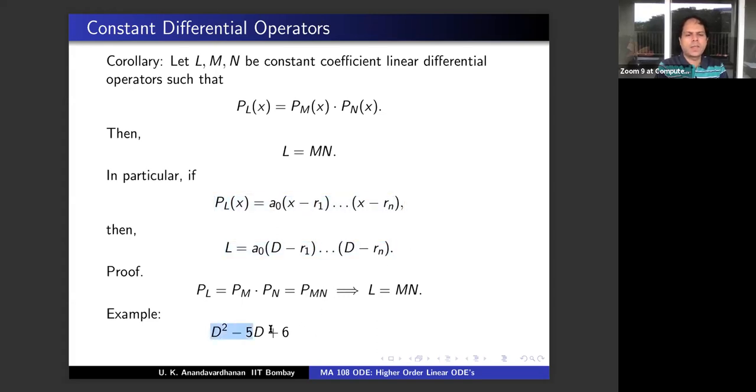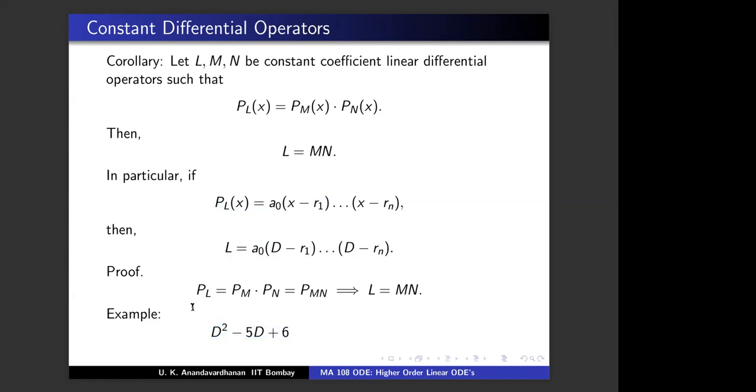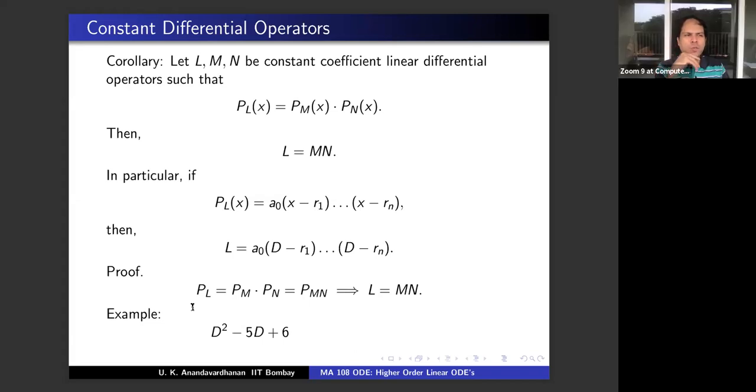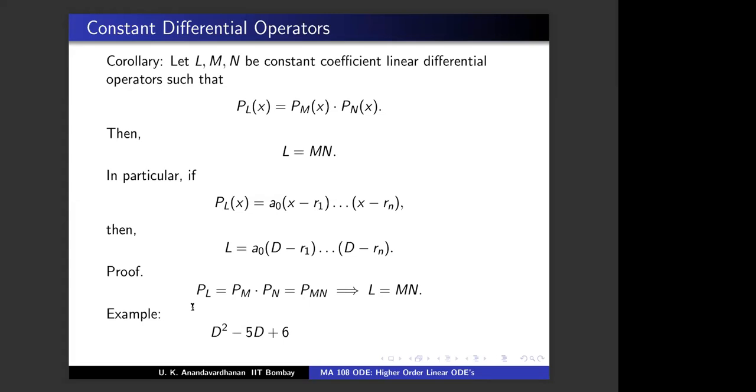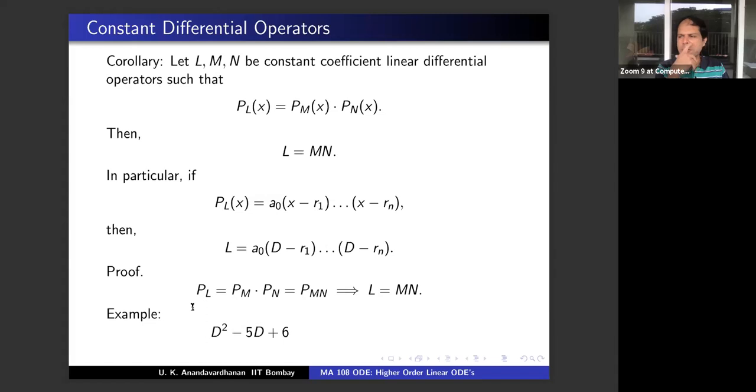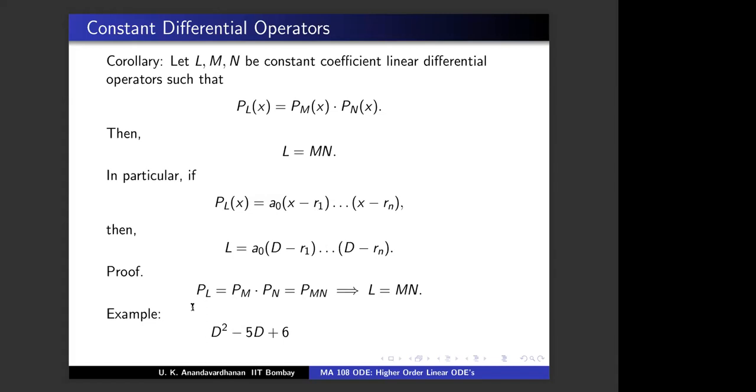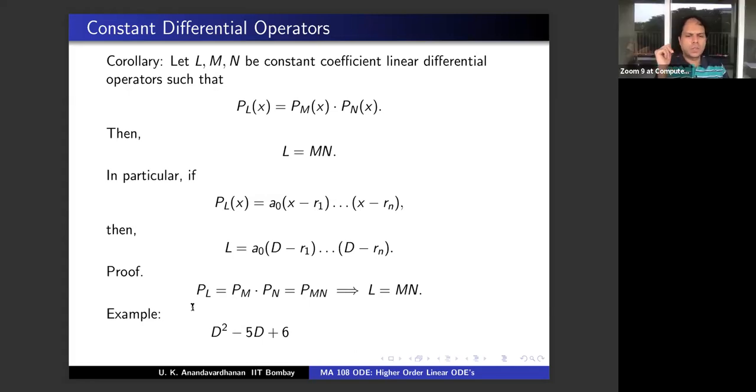What will be the factorization of D squared minus 5D plus 6? D minus 2 into D minus 3, but keep in mind into means composition, right? So D minus 2 composed with D minus 3. Why not D minus 3 composed with D minus 2? Is that correct? Yes, both same. Both are same, because these are constant coefficient operators. It commutes. The operators commute. So both as functions, both are same.